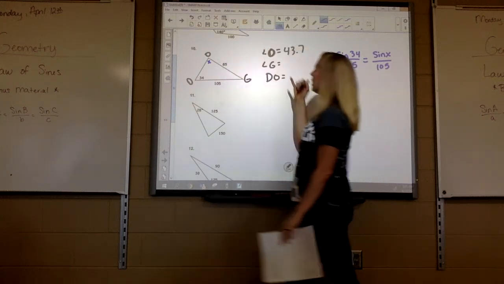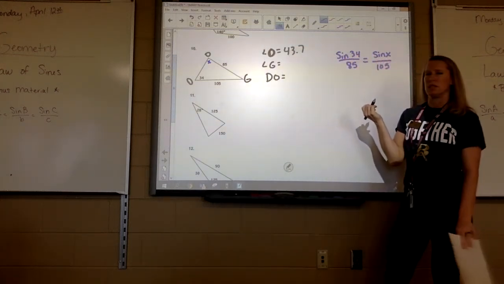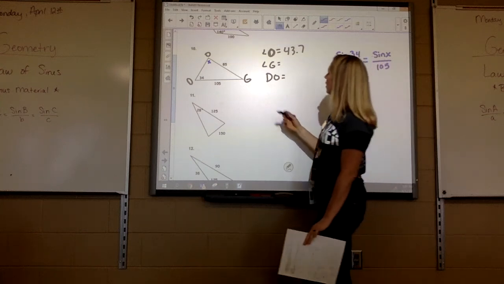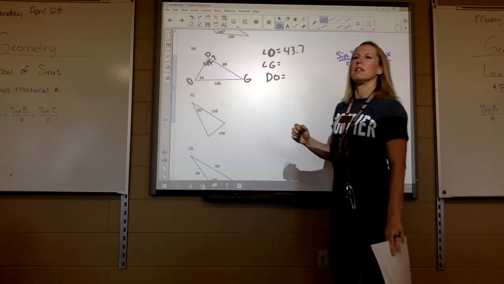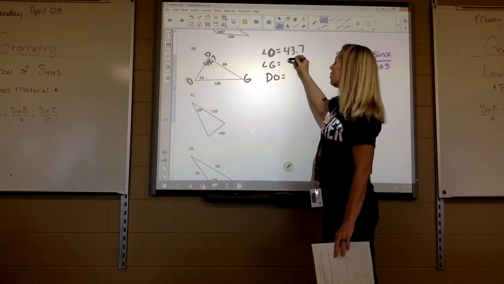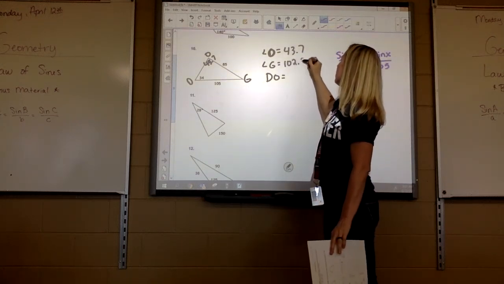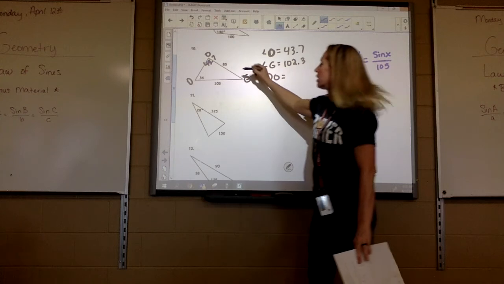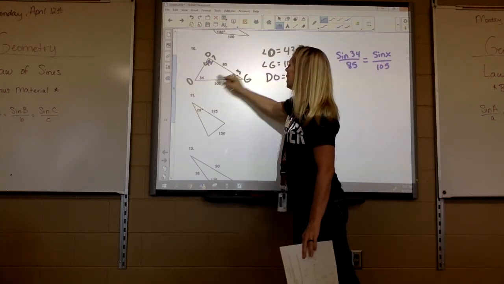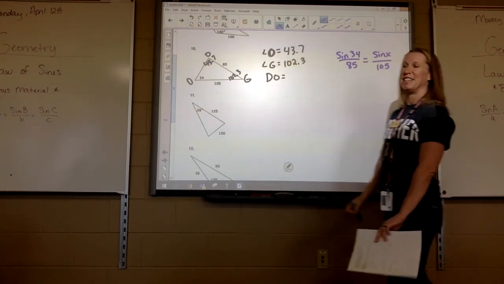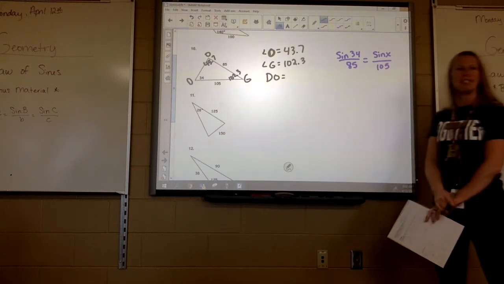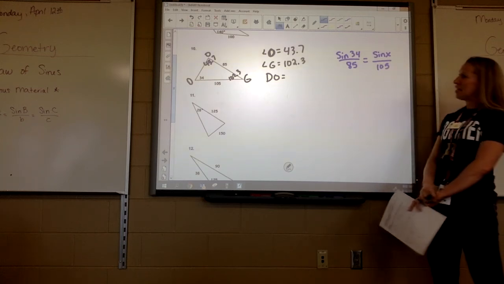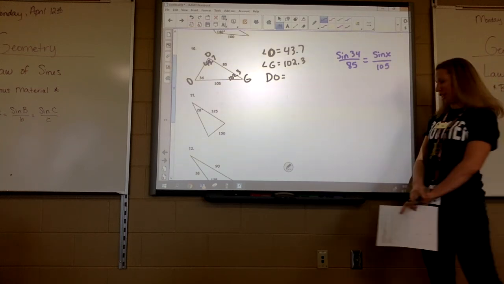So then I could find angle G because what do all the angles in a triangle add up to? 180. So 102.3. That does not look right, does it? That triangle looks weird. It's just the triangle's not drawn to scale. That is definitely not drawn to scale.